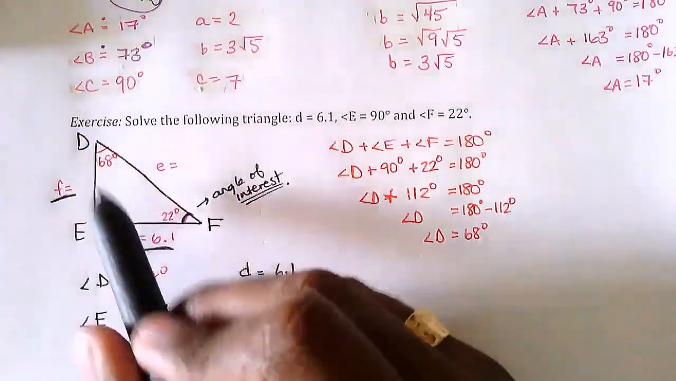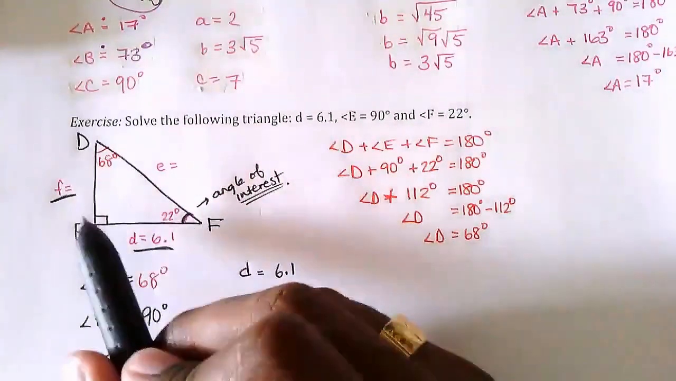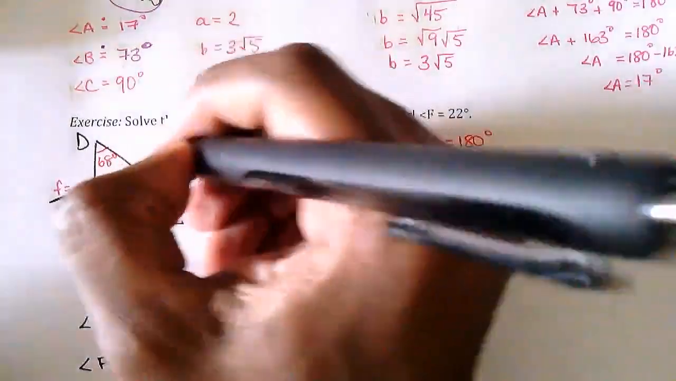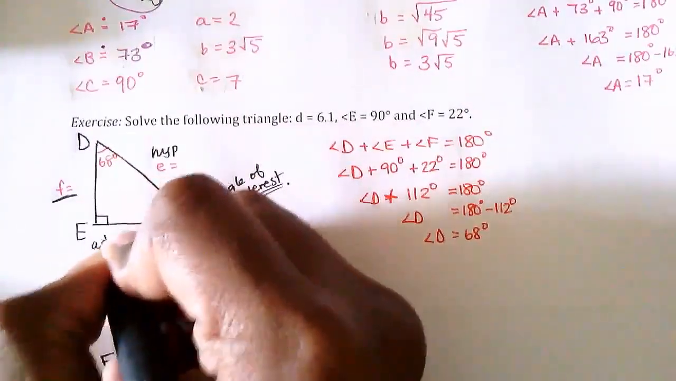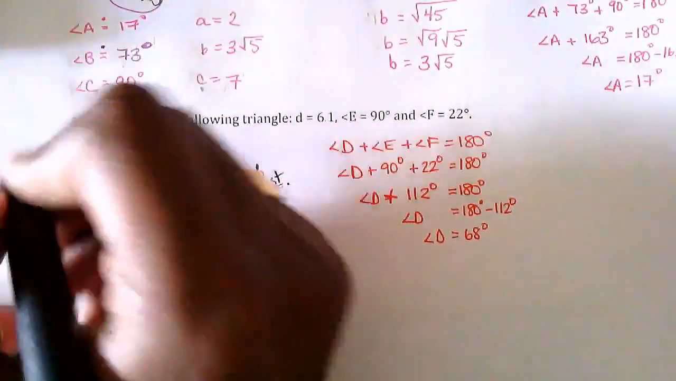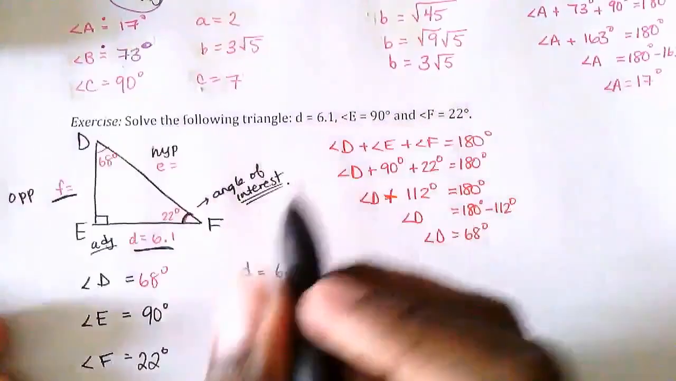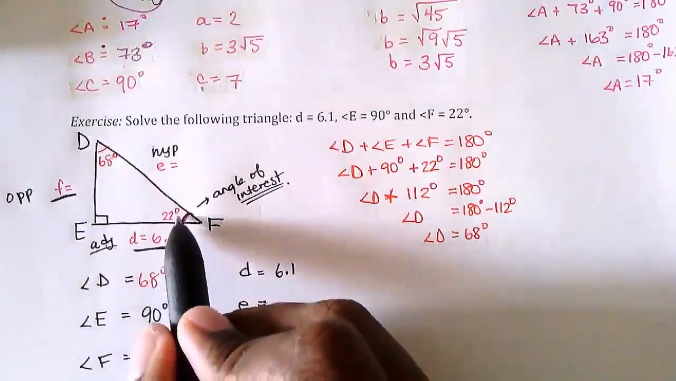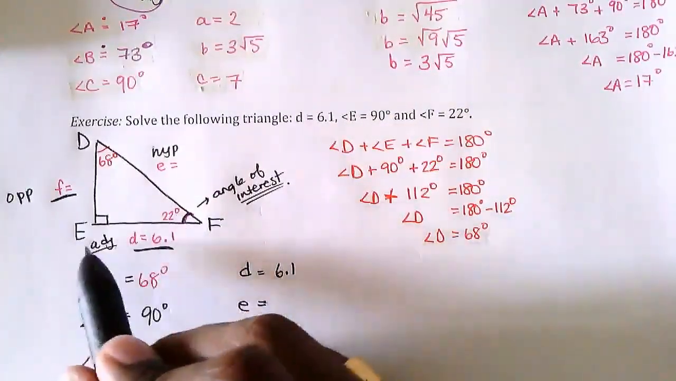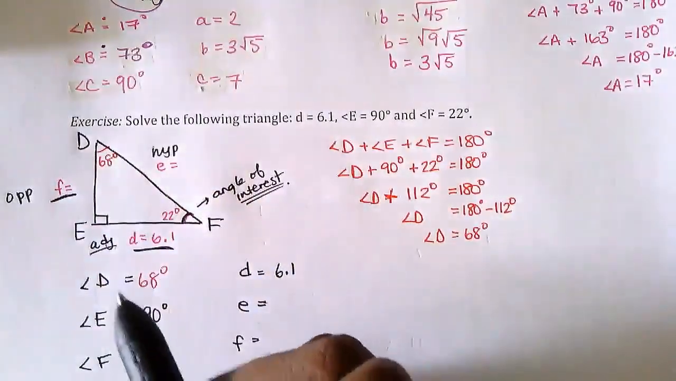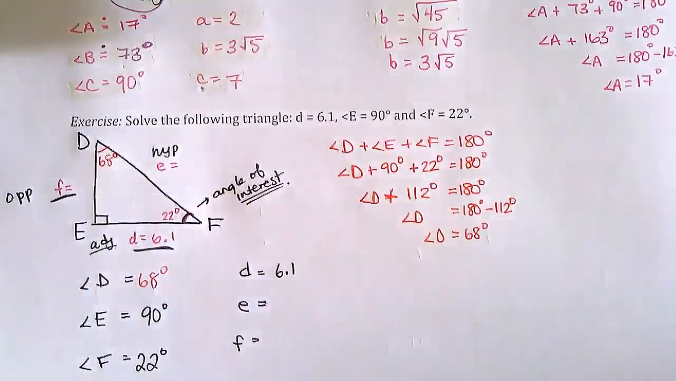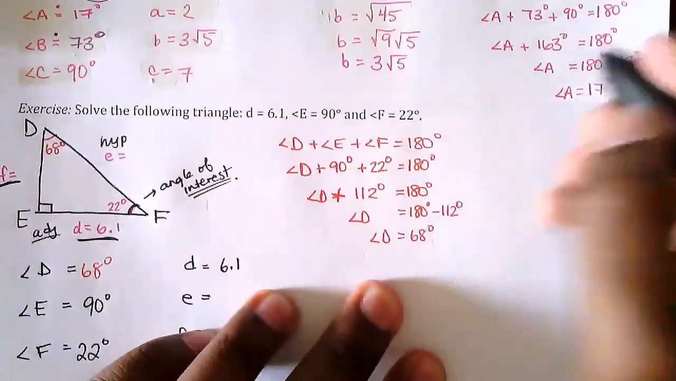So let me label these sides. Here's my angle of interest. I know that this is my hypotenuse. This is my adjacent, and this is my opposite. So I want to form a ratio with my angle of interest. I've been given the adjacent, I have that number, and I want to solve for my opposite. So opposite and adjacent essentially gives me tan. So I'm going to use that here.